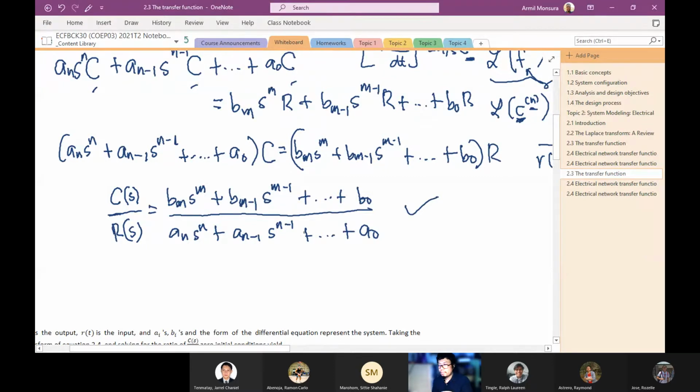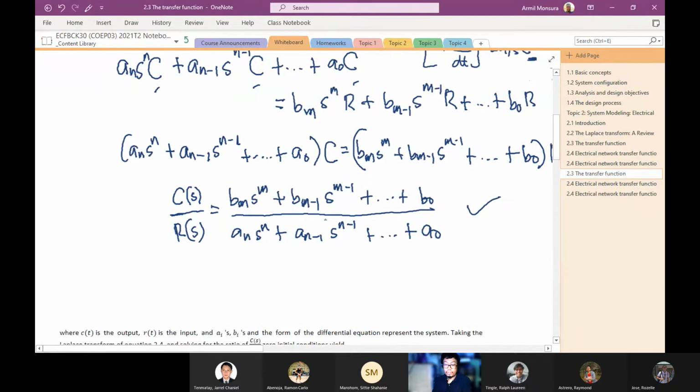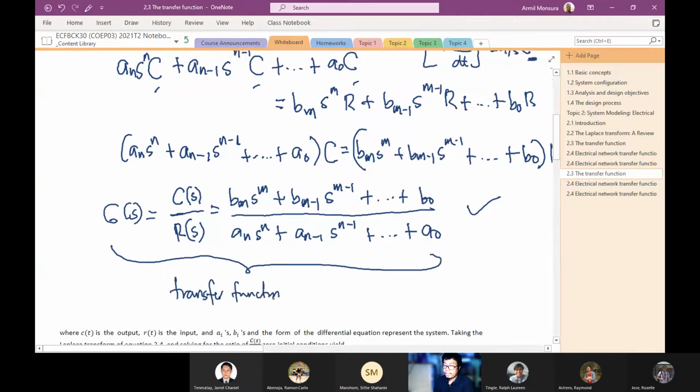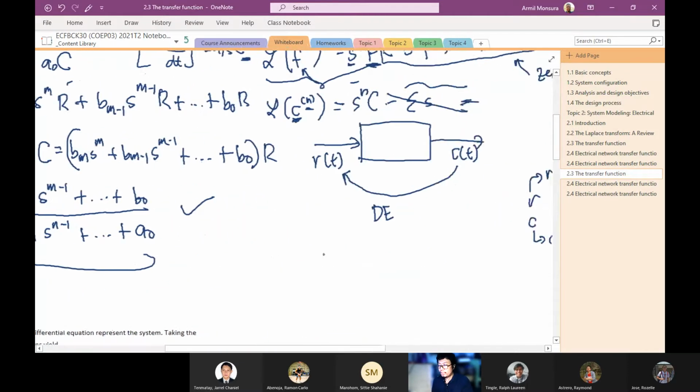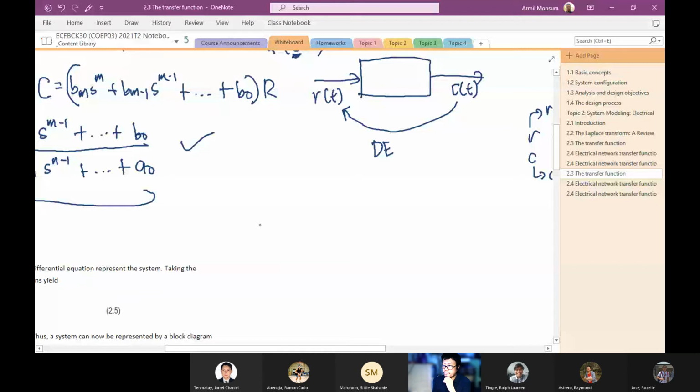Okay. Number one, this ratio, the ratio of these two polynomials, or basically the ratio of C over R, pertains to what we call the transfer function. So ito yung tinatawag natin ngayong transfer function. Okay? Now, if you observe more closely, yung G of S ninyo is C of S over R of S. Again, kung i-review natin yung mga terminologies na ginagamit natin.